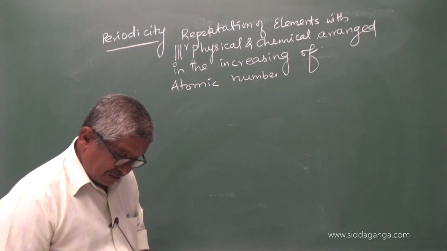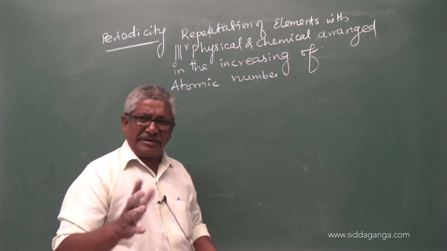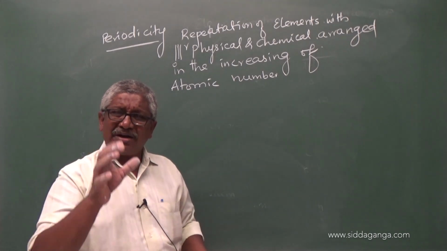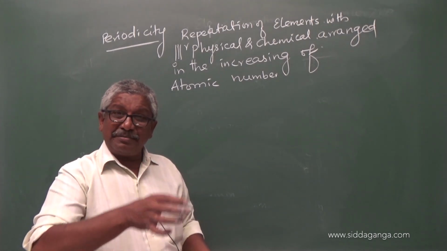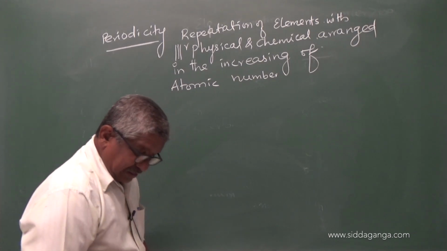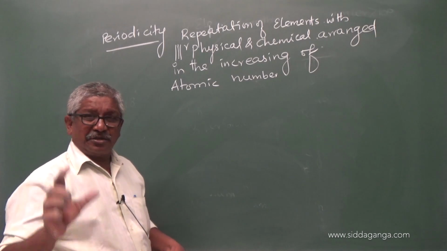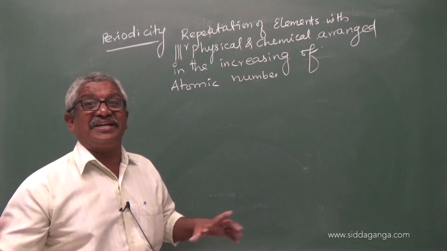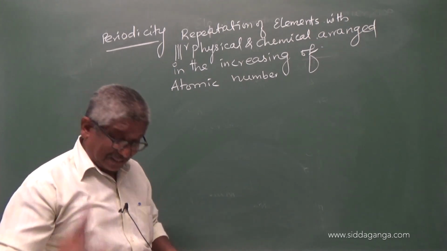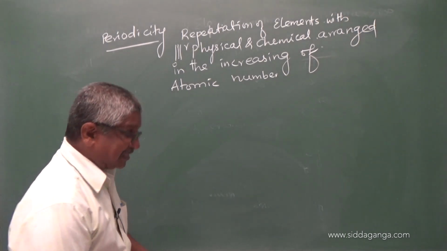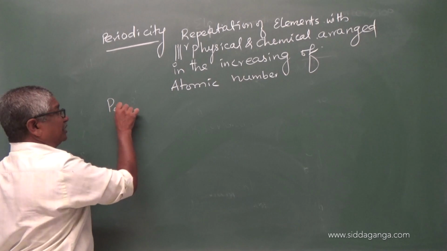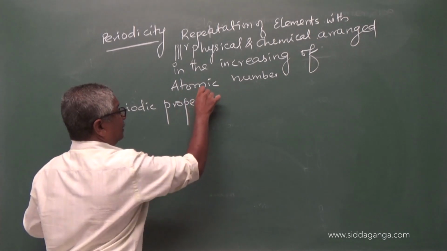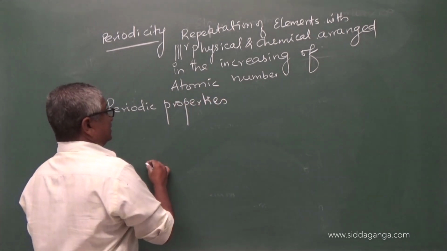It is due to the reoccurrence of similar elements. Similar elements are arranged in the same group, and due to the availability of similar elements in the same group at regular intervals, some properties are produced. Those properties we are going to study. That is called periodicity in properties, the periodic properties. What are the periodic properties?